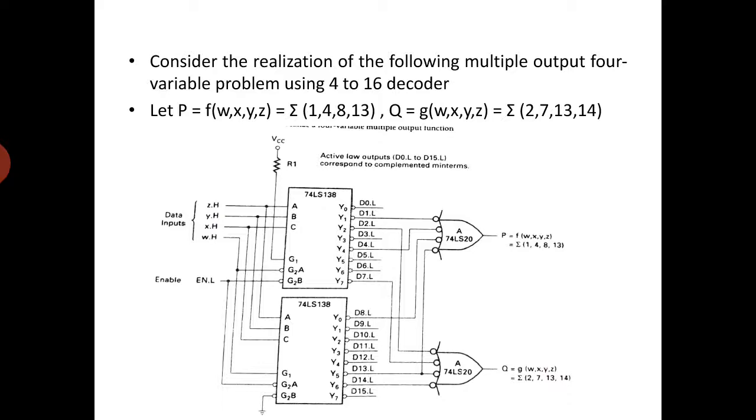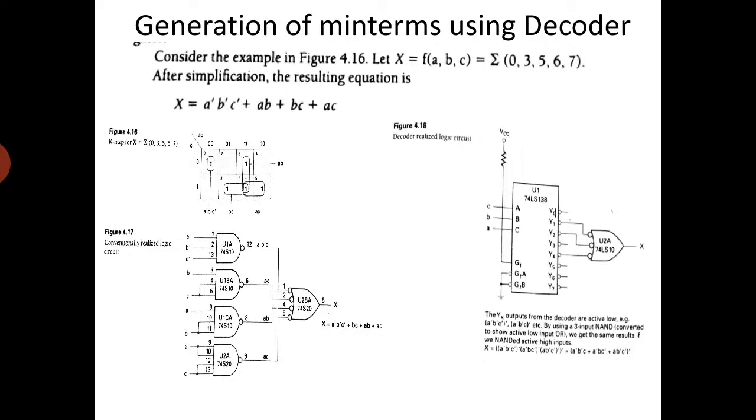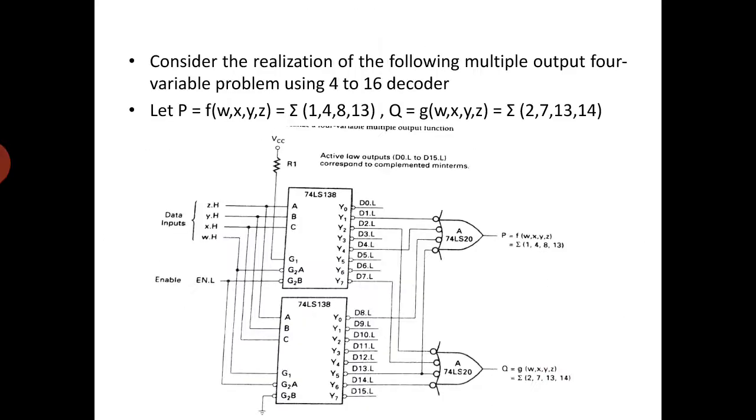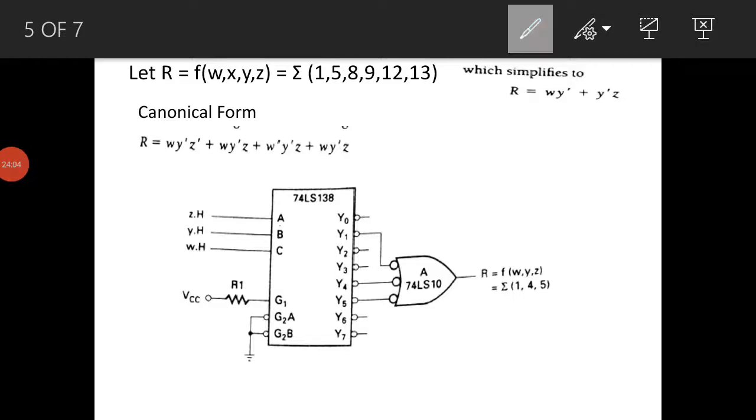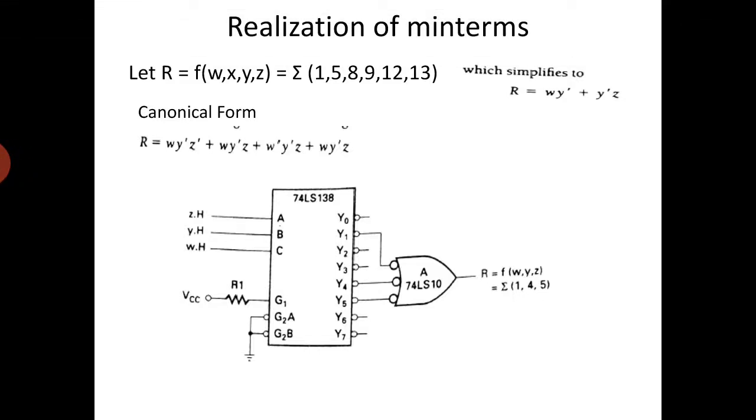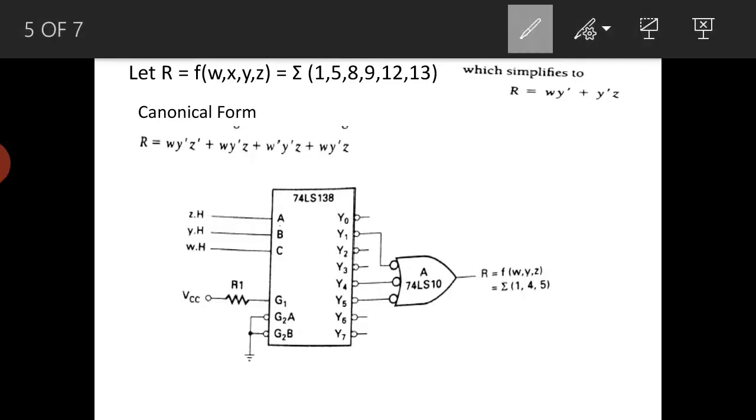Here we have seen 2 functions with 4 minterms each, and earlier we have seen one boolean function with 5 minterms. And this is one more example. Let R be equal to summation 1 5 8 9 12 13, so totally there are 6 minterms. But after simplification we are getting w bar x bar plus y bar z. So this is in non-canonical form.